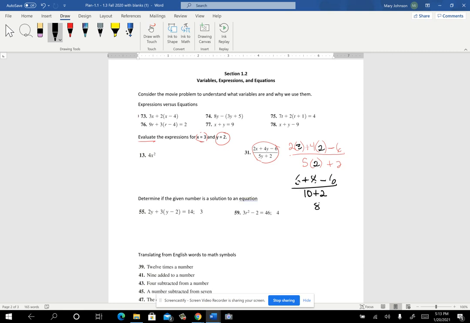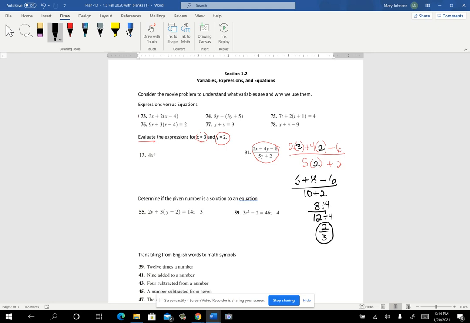So on top we have 8. On the bottom we have 12. And then we reduce that. We notice that 4 would go into both of those. And so your final answer would have been 2/3. Okay, so the first half, or about the first 9 or 10 problems, deal with questions like that.